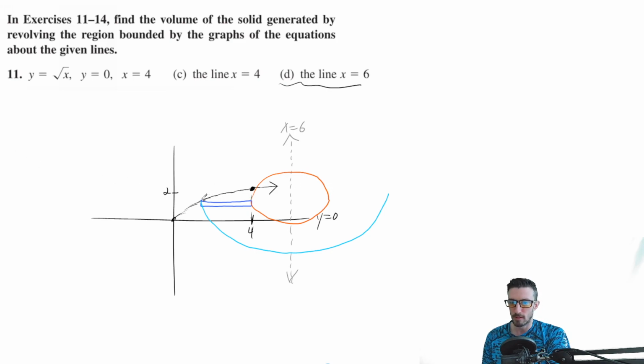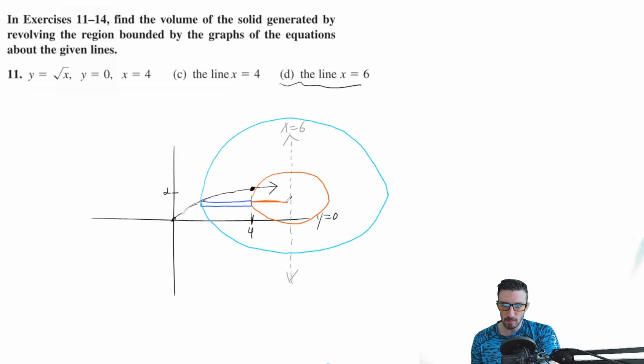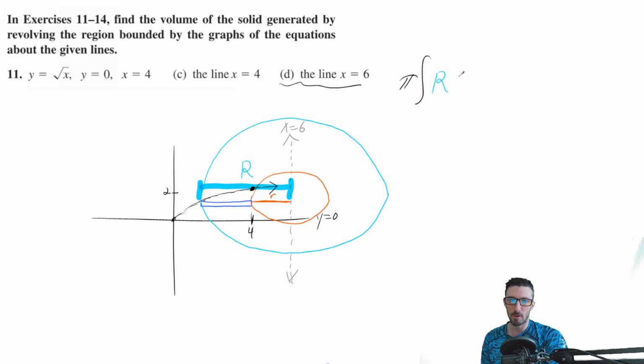in the middle. So this means I now have to do the washer method, and the hole in the middle, I can call that a radius of lowercase r, and the bigger radius, I can call that a radius of capital R. And I'm going to set up the formula pi times capital R squared minus lowercase r squared. So sometimes it's called outer radius and inner radius.